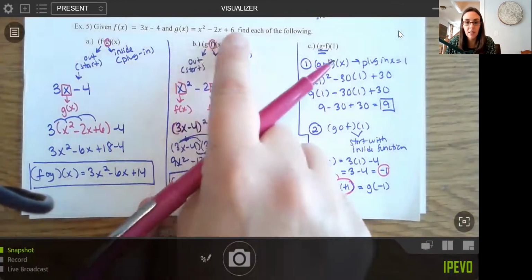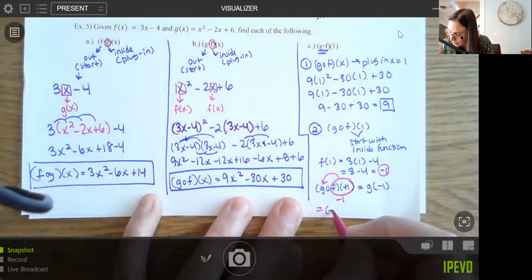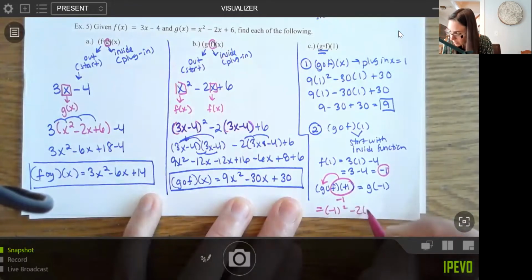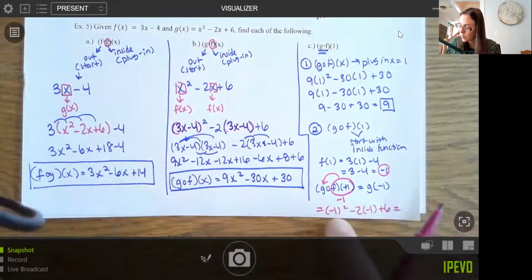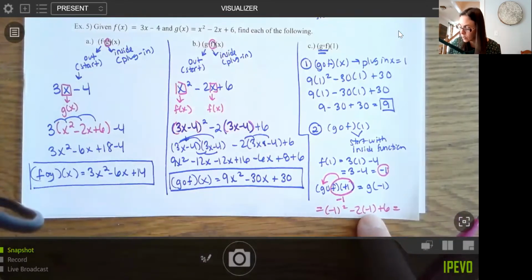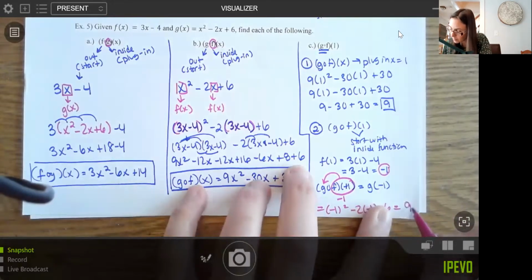Your g function is this one. So it's negative 1 squared minus 2 times negative 1 plus 6. Negative 1 squared is 1. Negative 2 times negative 1 is positive 2. So I have 1 plus 2 is 3 plus 6 is also 9.